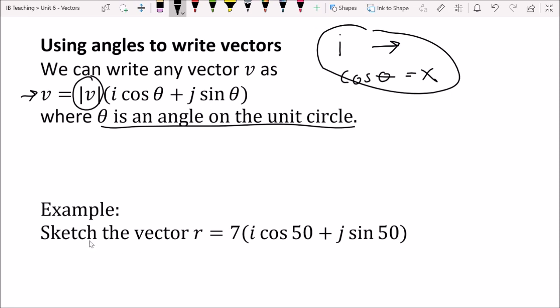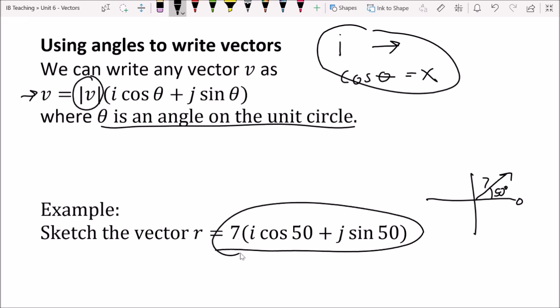So let's do this example here. If we have to sketch the vector r equals 7 times (i cosine 50 plus j sine 50), what that means is figure out where on the unit circle is 50 degrees. That's out here somewhere. And it says the length of that vector, or the magnitude, is 7. And I'm going to go like this and call that 50. Because recall, on the unit circle, 0 is out to the right. So that's all that notation says. And that may seem really cumbersome, but actually it's going to make our application calculations way easier than if we didn't have it. So we'll see that in just a second.